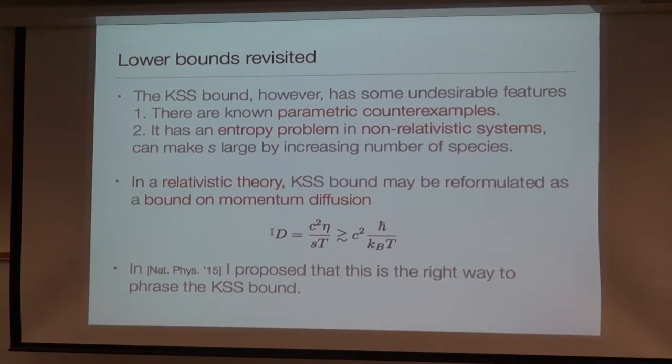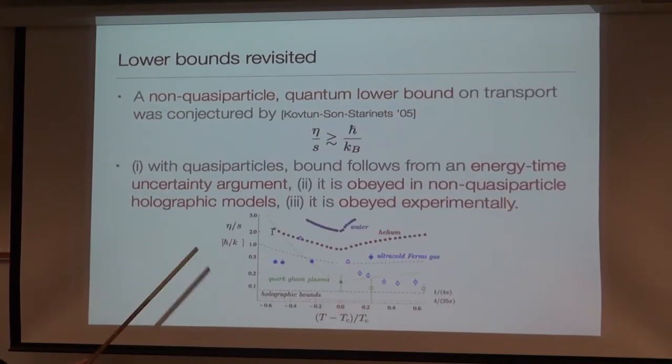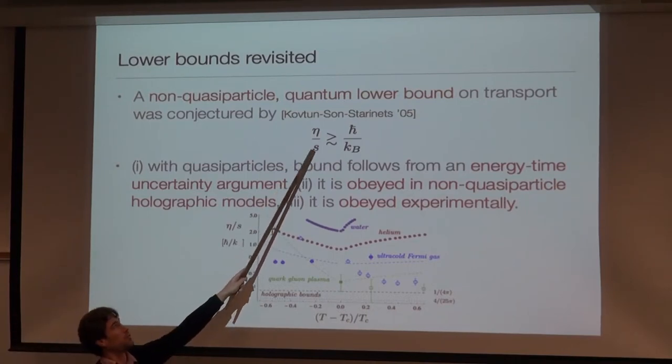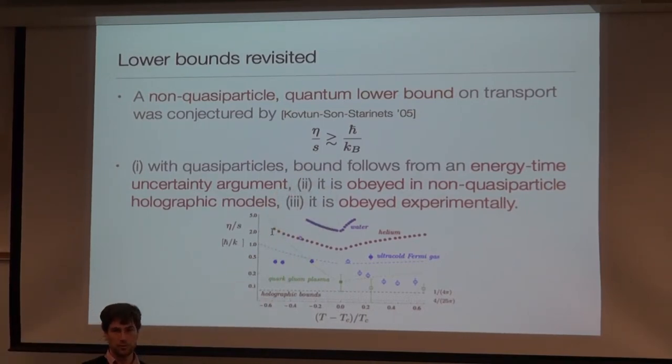And it also has an entropy problem in non-relativistic systems, which was actually noted in the original paper. If you just have many copies of the same system, like many species of fermions, like red ones, blue ones, green ones, in a non-relativistic system, then you can make this entropy arbitrarily large. There's just an entropy of mixing from having lots of different species. You can keep eta constant, and you can just violate this bound. Okay? They knew this in 2005.